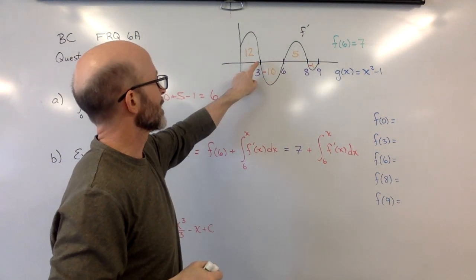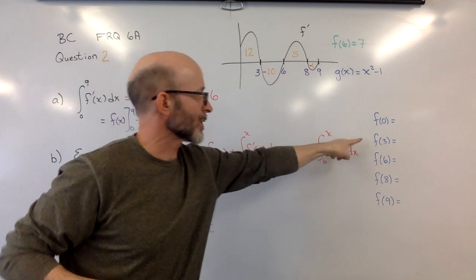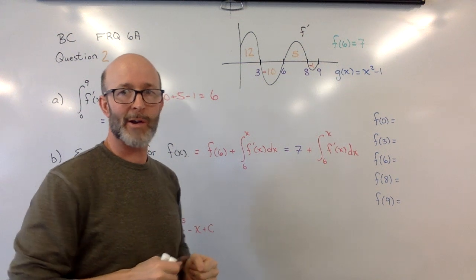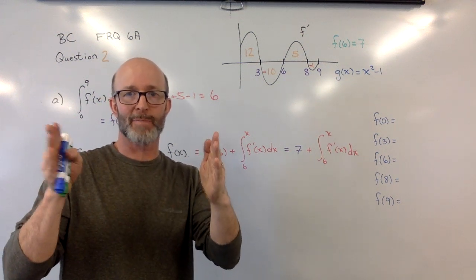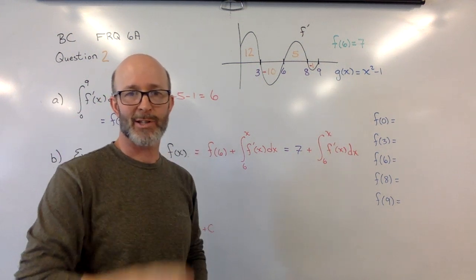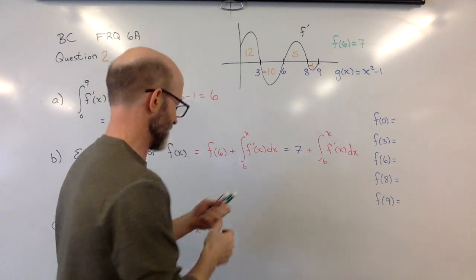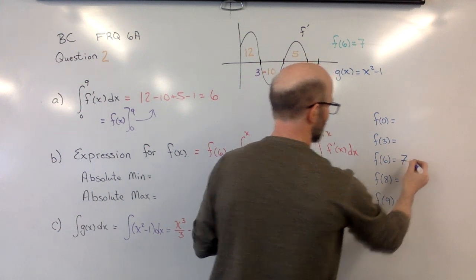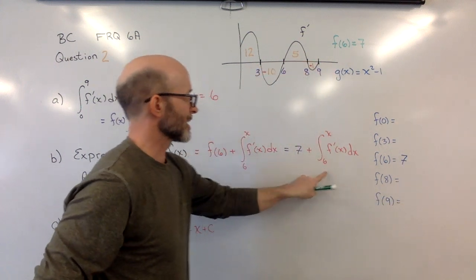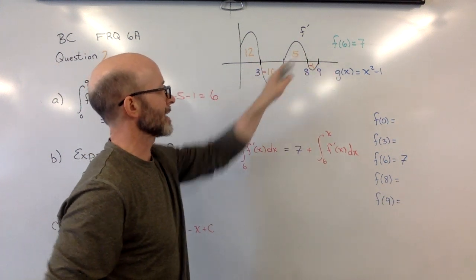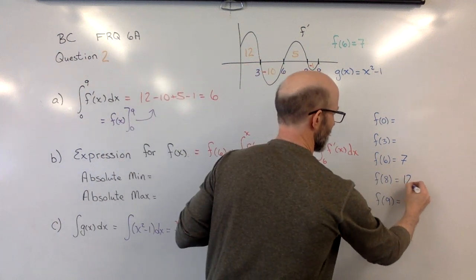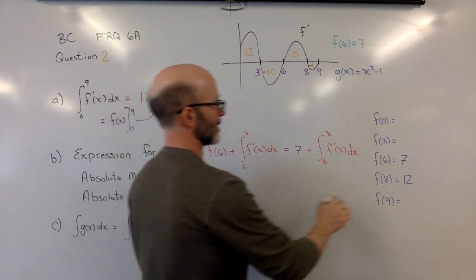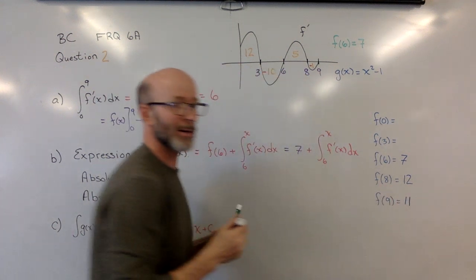So critical values are anywhere the derivative equals 0, like 3, 6, 8, and 9. Don't forget to include 0, because 0 and 9 are those boundaries. It might be the highest or lowest point on those boundaries. So we need to find these. It's given up top that f of 6 equals 7. Finding it at 8 isn't bad, because the integral from 6 to 8 is positive 5. And then when I go from 8 to 9, the integral is going to be 1 smaller.